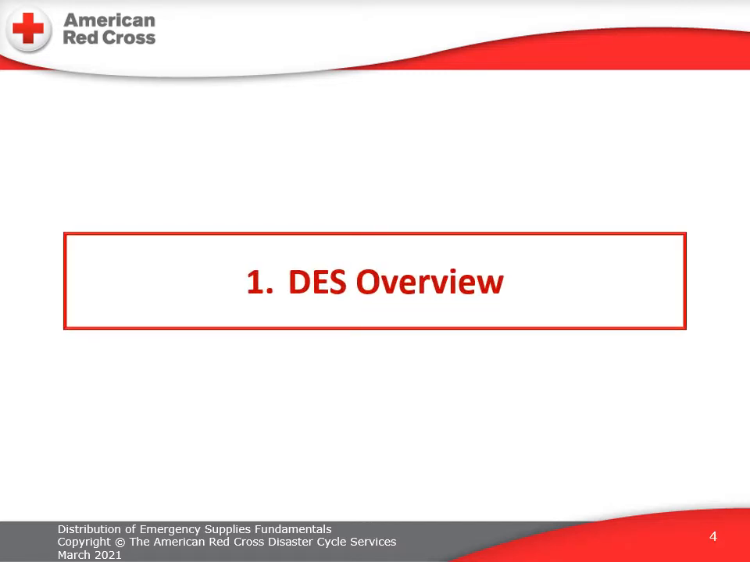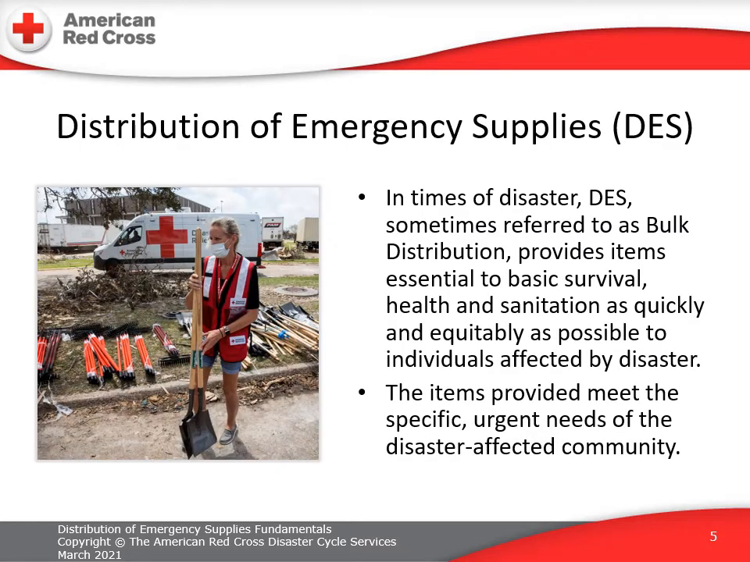Let's begin with the overview of DES, or Distribution of Emergency Supplies. In times of disaster, distribution of emergency supplies, or DES, sometimes referred to as bulk distribution, provides items essential to basic survival, health, and sanitation as quickly and equitably as possible to individuals affected by disaster. The items provided meet the specific urgent needs of the disaster-affected community.